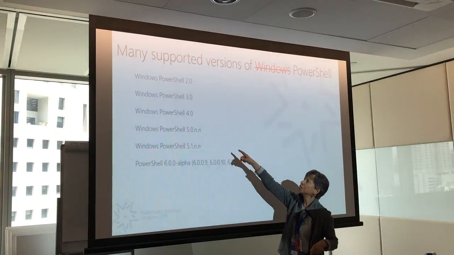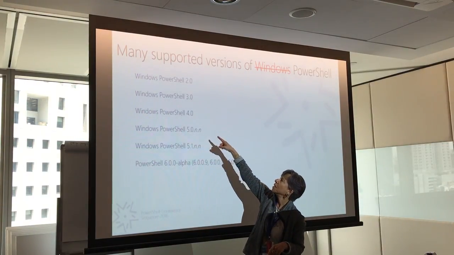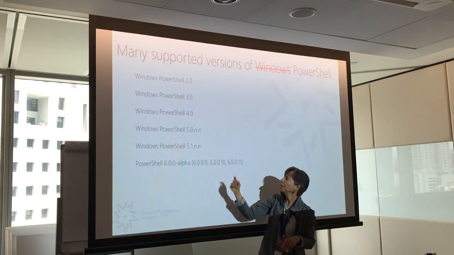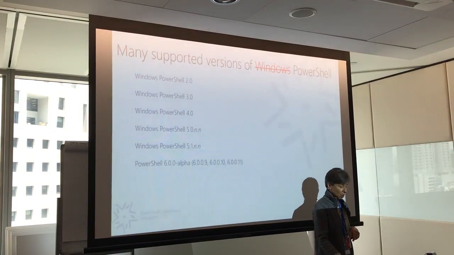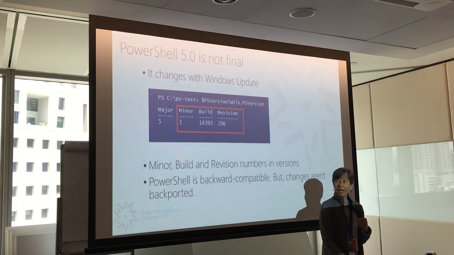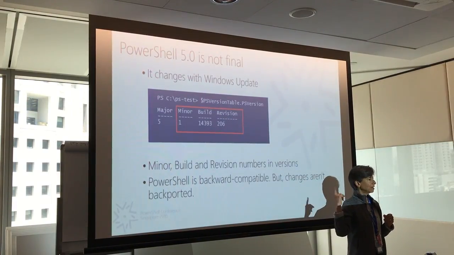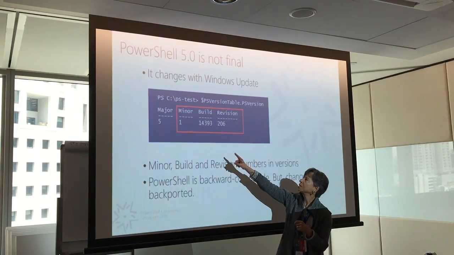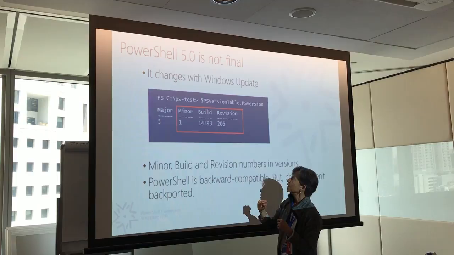So there are tons of versions of PowerShell. And now, in addition to the traditional versioning, where it just had a major version at 0, we now have the PowerShell team using all 4 properties of the versioning element. And PowerShell 5 isn't final. It updates with Windows Update, and you can see them using the major, minor, build, and revision numbers.